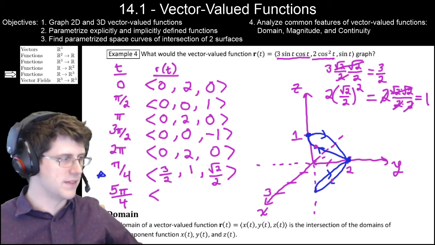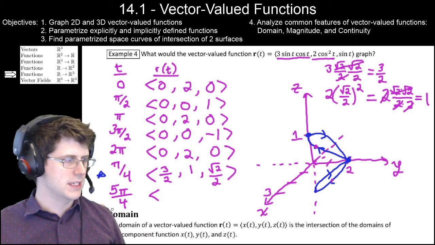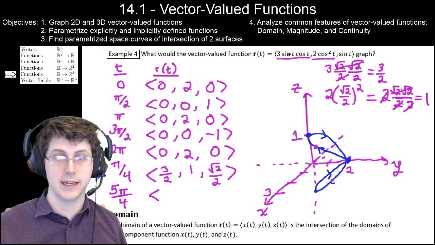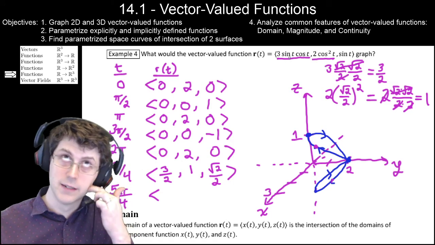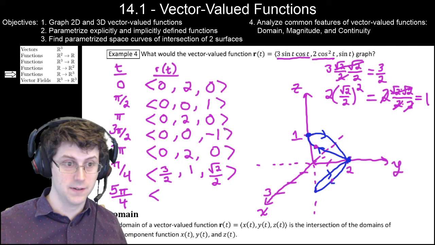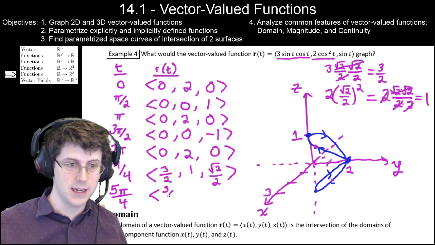So I'll try t is 5 pi over 4. When t is 5 pi over 4, oh dear. Okay, so I'm a little bit past pi in the third quadrant. So sine and cosine are both negative. So I'm going to get 3 over 2 again.